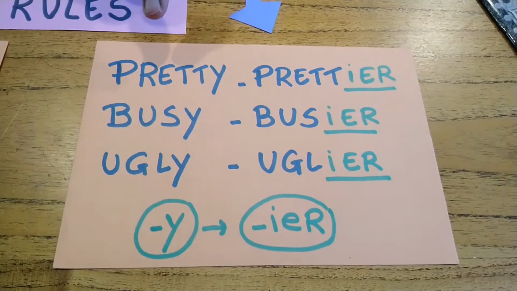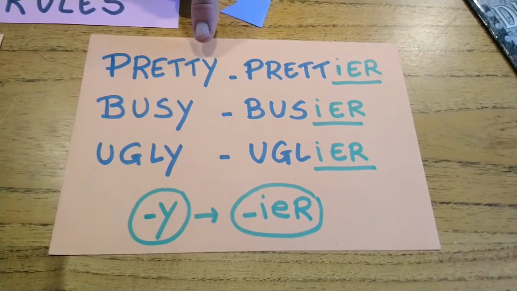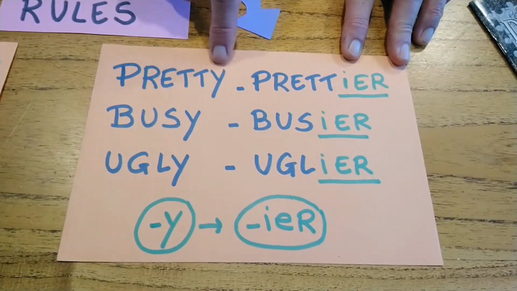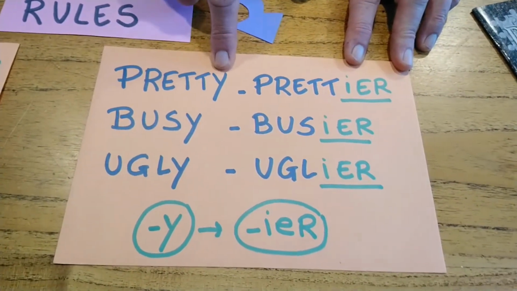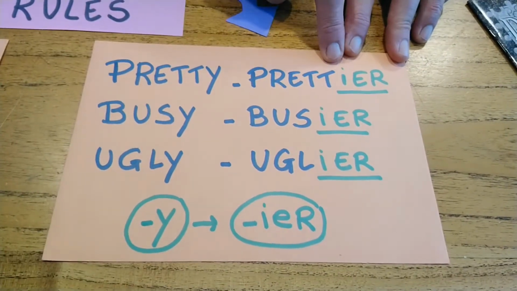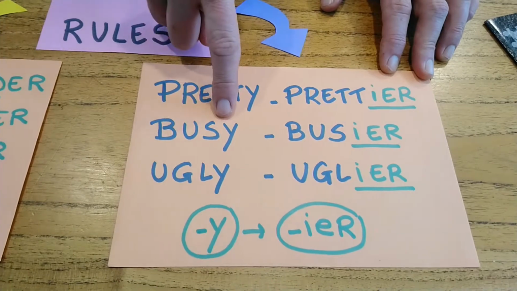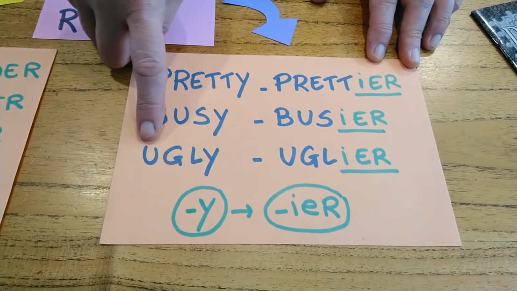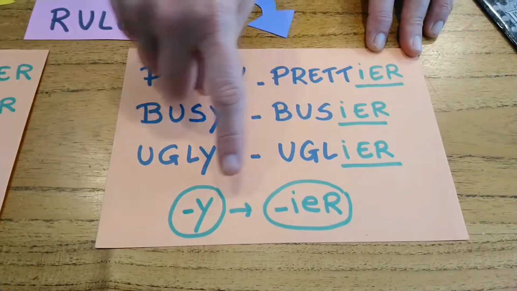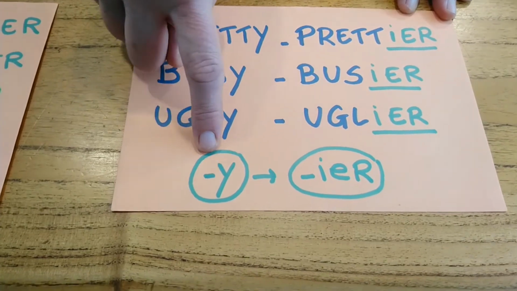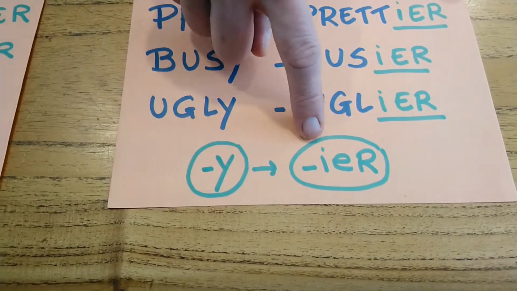When you want to compare a short adjective that finishes with Y, the Y changes into I. Pretty, prettier. Busy, busier. Ugly, uglier. So remember this, Y changes into I.